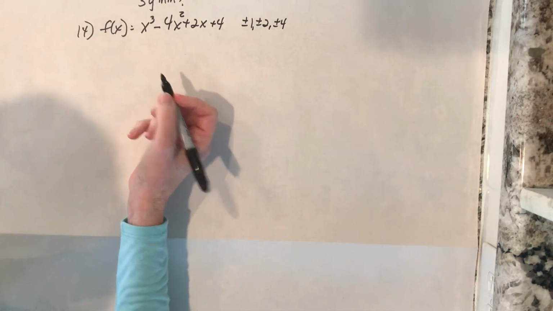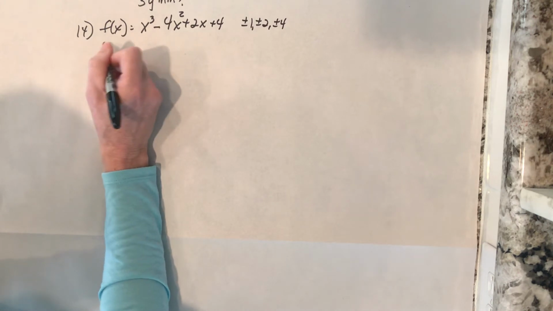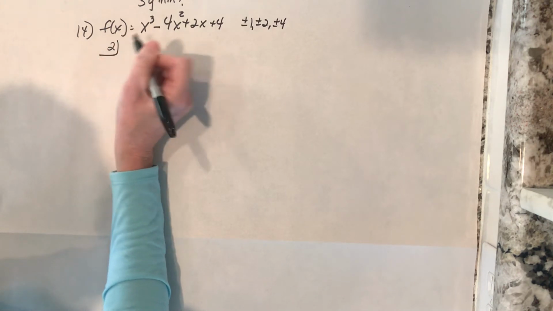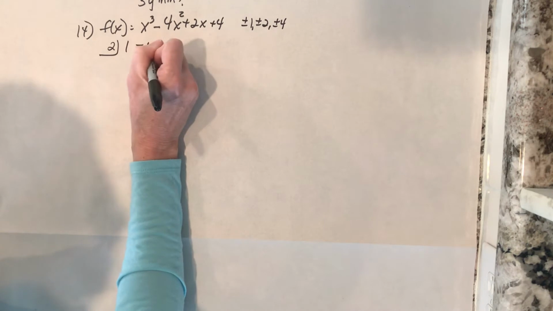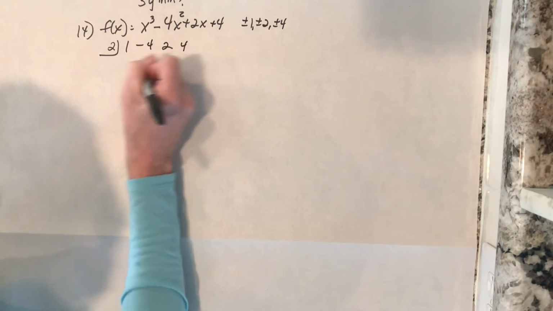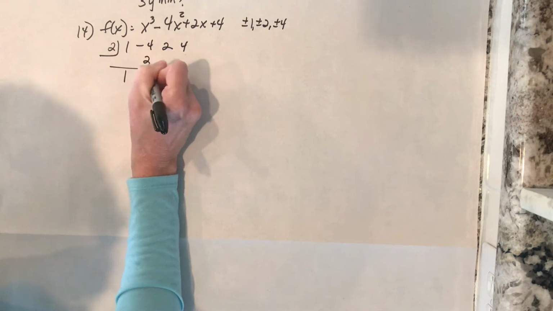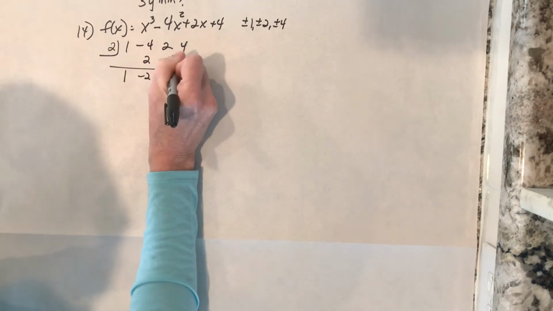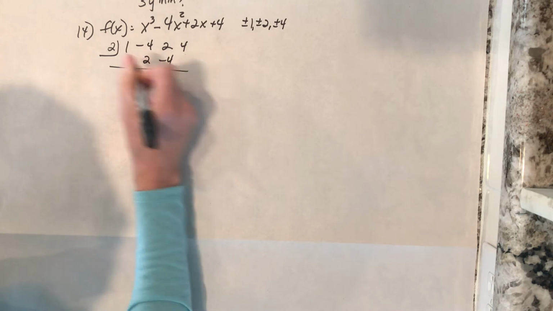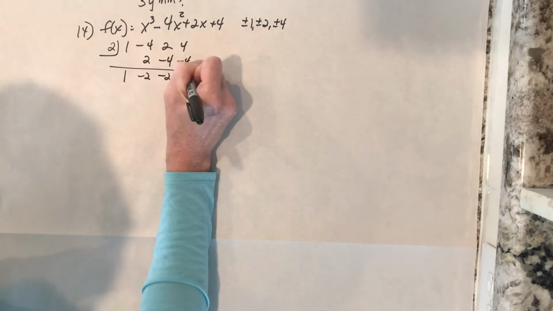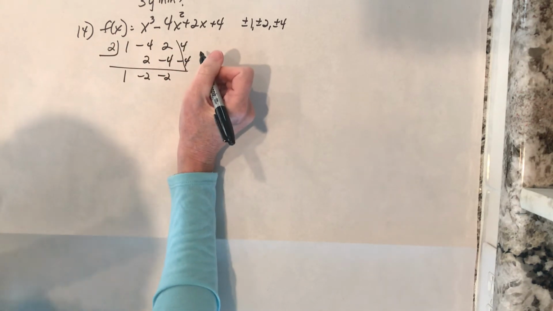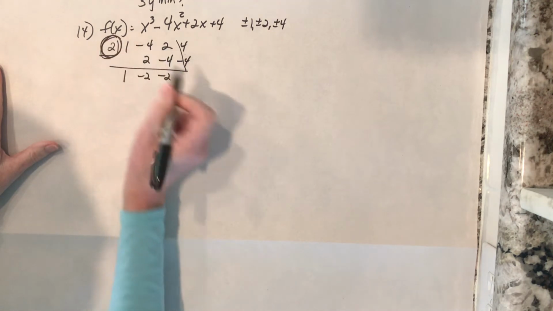So let's just grab any of the numbers. I'm going to grab 2. Put in 1, -4, 2, 4, and see if this will give me a remainder of 0. 1 times 2 is 2. -2 times 2 is -4. -2 times 2 is -4. That zeroes out. So that tells me that 2 is a rational zero.